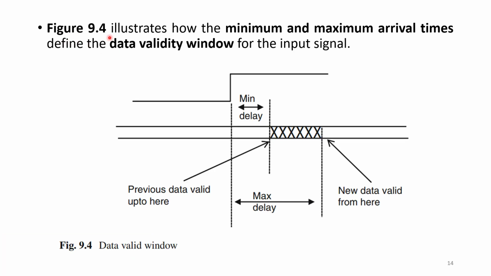So see this figure. Figure 9.4 illustrates how the minimum and maximum arrival times define the data availability window for the input signal. So here this is the minimum delay and this is the maximum delay. Here the previous data is valid till this point, till this minimum delay, whereas after this max delay new data will be valid from here.